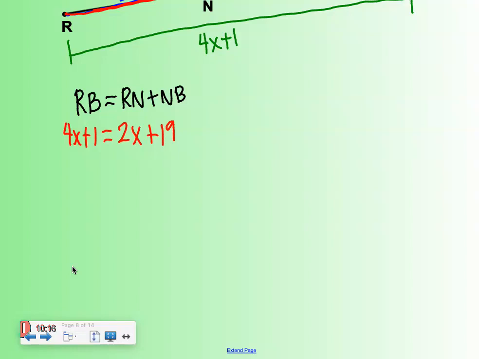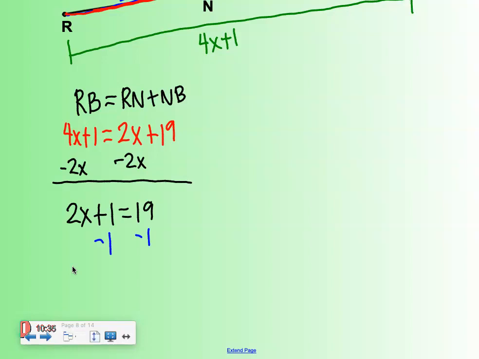Okay, so I'm going to bring my x's to the same side. Subtract 2x, subtract 2x. So now I have 2x plus 1 is equal to 19. Subtract my 1. Minus 1, minus 1. 2x equals 18. Divide out. X equals 9.